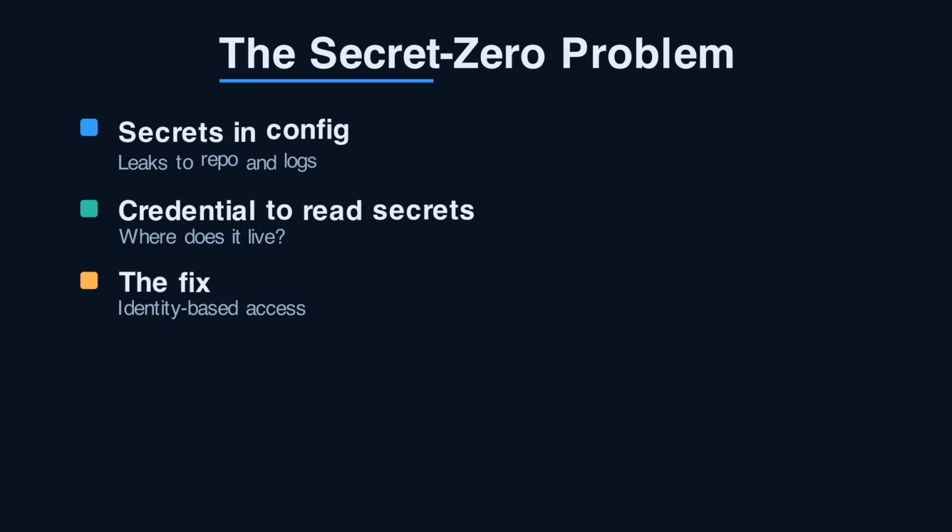In this video, we dissect one reference architecture that breaks the chicken and egg cycle: Azure Key Vault plus Managed Identity. We'll walk the token flow, the trust model, the failure modes, and the trade-offs an architect actually weighs.